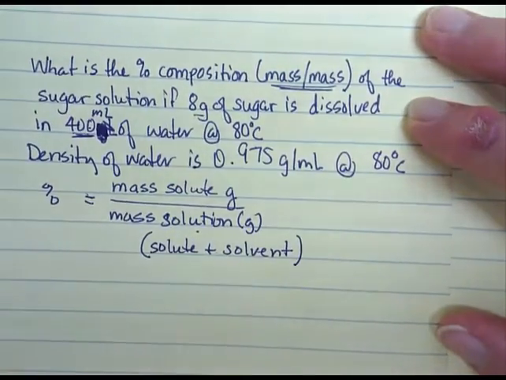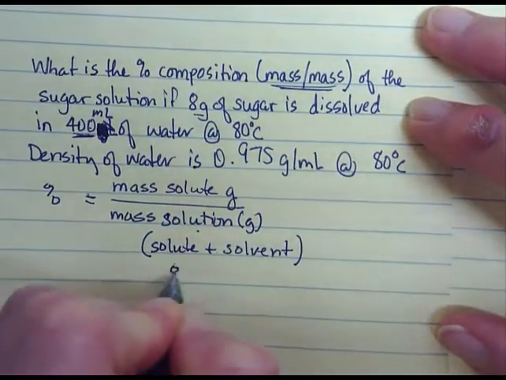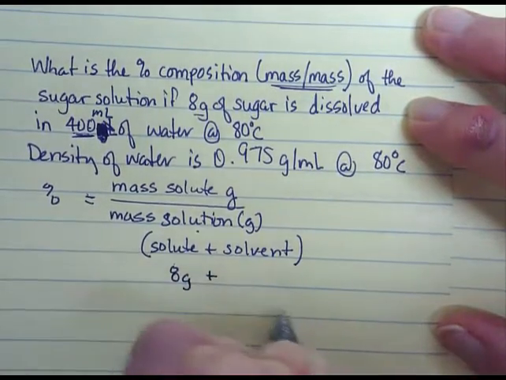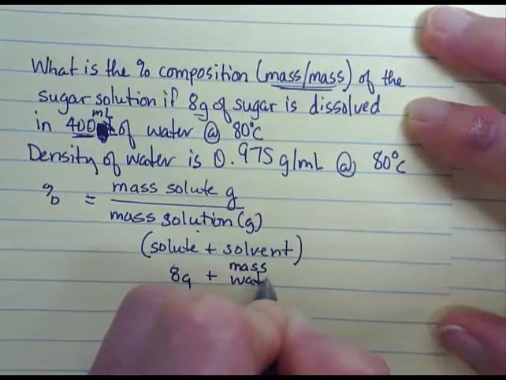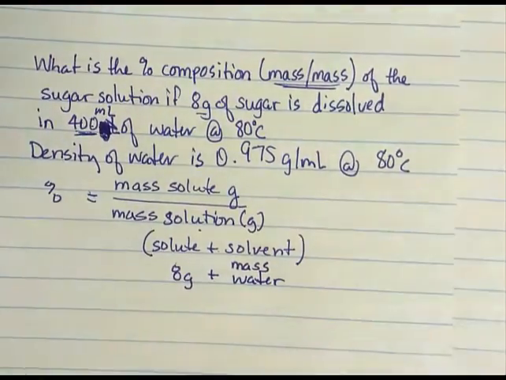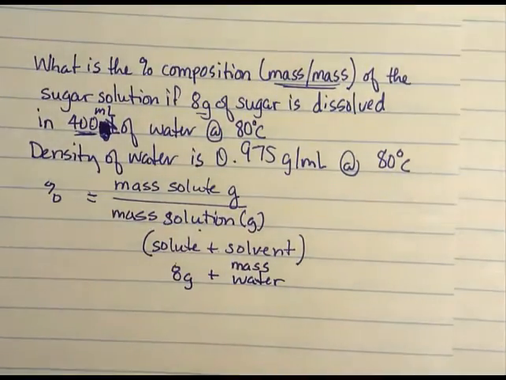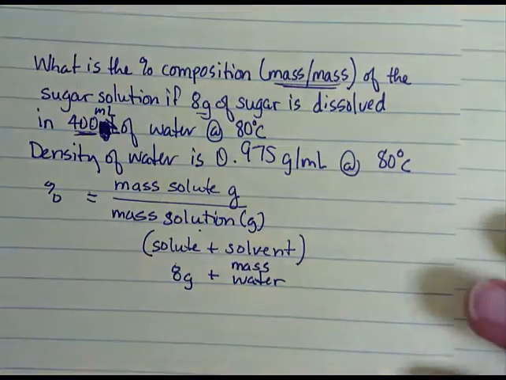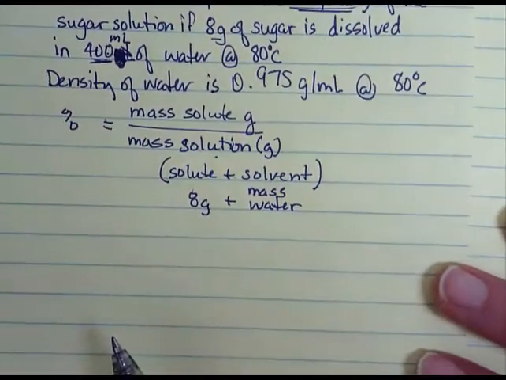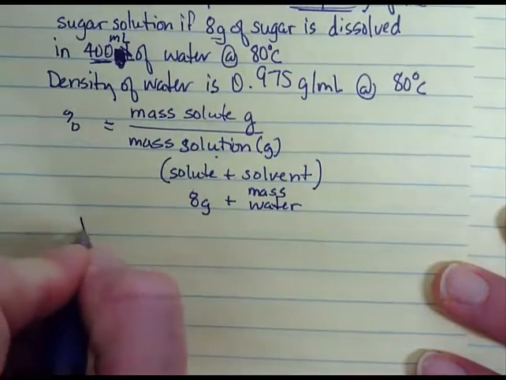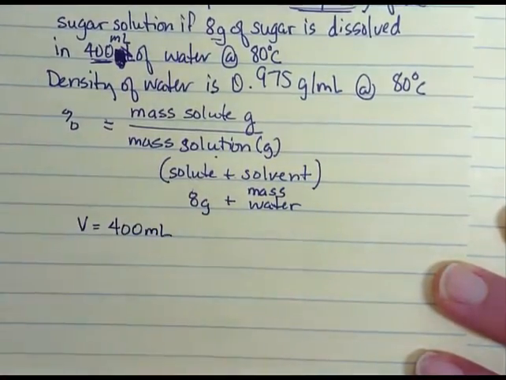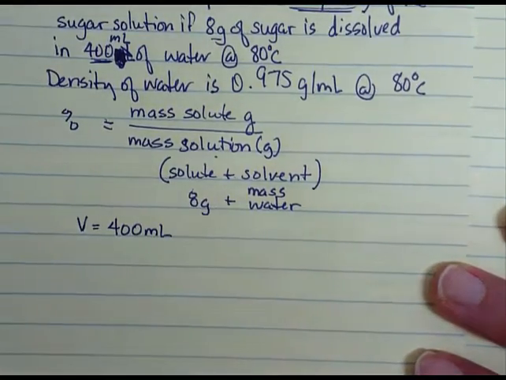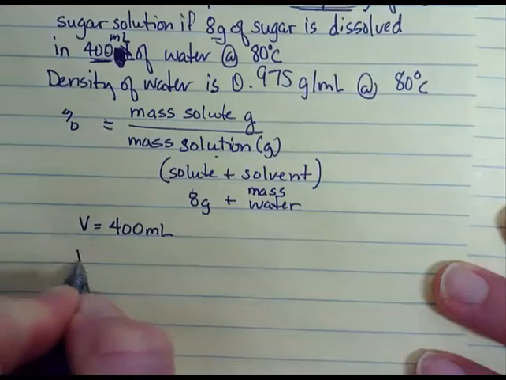So we already know the mass of our solute is 8 grams. And now we need to know the mass of the water, right? But we're not given the mass of the water, we're given the volume of the water. So we know the volume is 400 mils. So our volume is 400 mils of water. We need to know how much that weighs. And we can use our density to actually find that out.